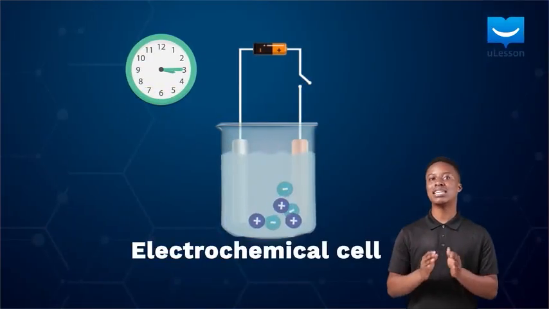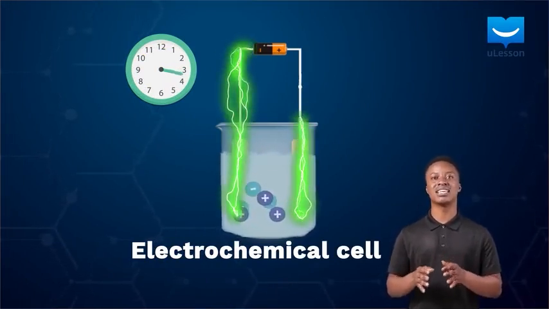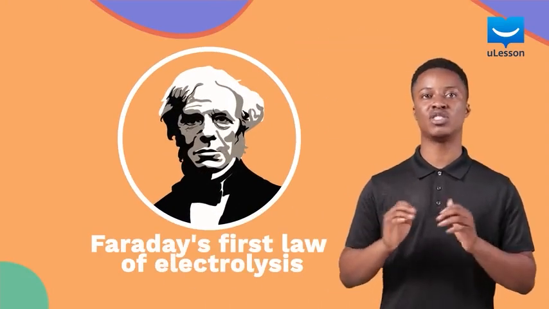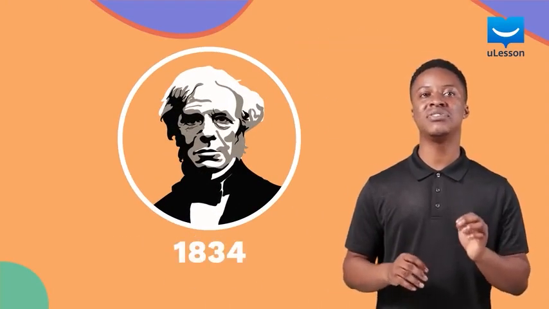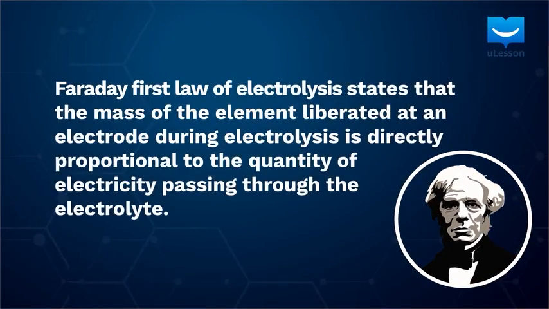In this lesson, we'll establish the relationship between the magnitude of the electric currents passing through the electrolytes and the quantity of the product generated at the electrodes during an electrolytic reaction. To establish this relationship, we will have to consider Faraday's first law of electrolysis, which was published in the year 1834 by Michael Faraday. The law states that the mass of the elements liberated at an electrode during electrolysis is directly proportional to the quantity of electricity passing through the electrolytes.